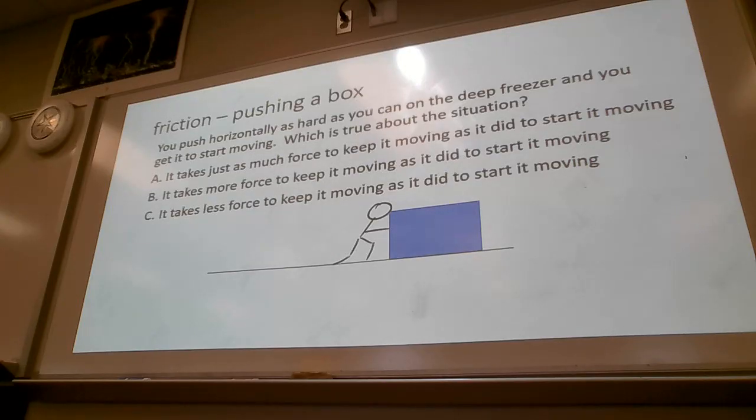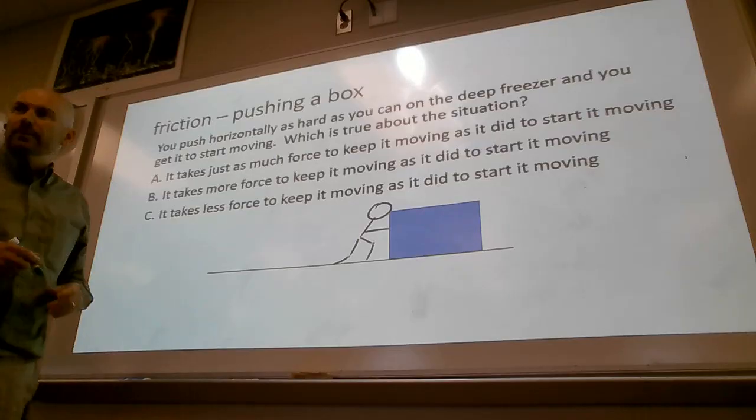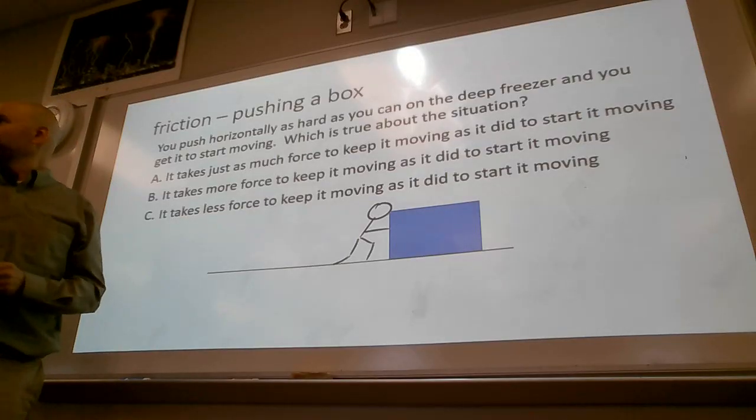Okay, correct answer is C. Based off of experience, is that true? Here's physics-wise why that's true. Once you get something moving, what does inertia want to do? Keep moving. Okay?